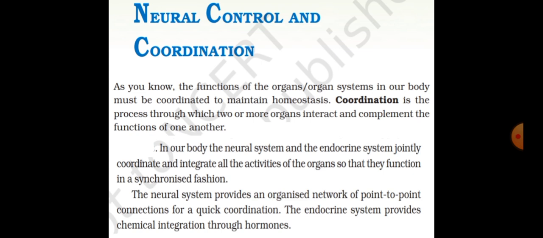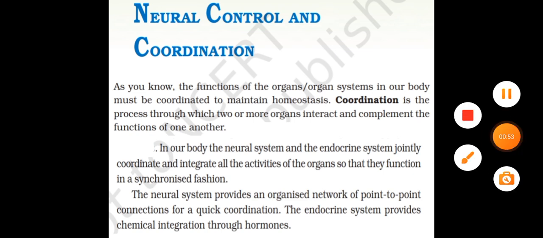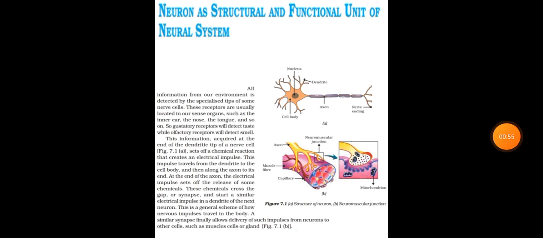The neural system provides an organized network of point to point connections for a quick coordination. The endocrine system provides chemical integration through hormones. Neuron as structural and functional unit of neural system.